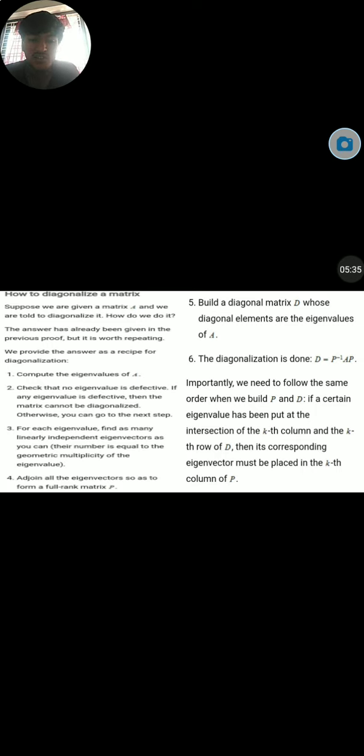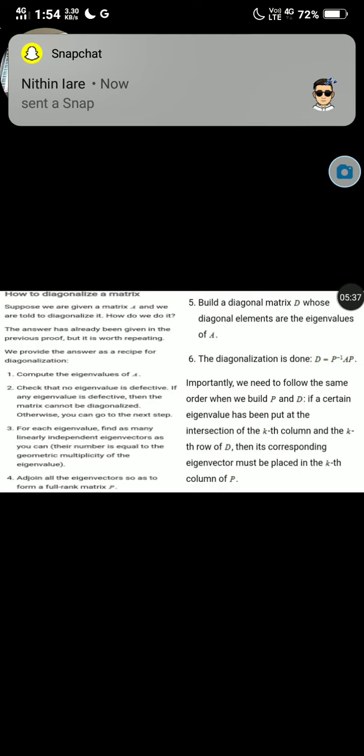For each eigenvalue, find as many linearly independent eigenvectors as the geometric multiplicity of the eigenvalue. The number is equal to the geometric multiplicity of the eigenvalue, and we adjoin all the eigenvectors so as to form a full rank matrix. Suppose we call it P, and we build a diagonal matrix D whose diagonal elements are the eigenvalues of A.